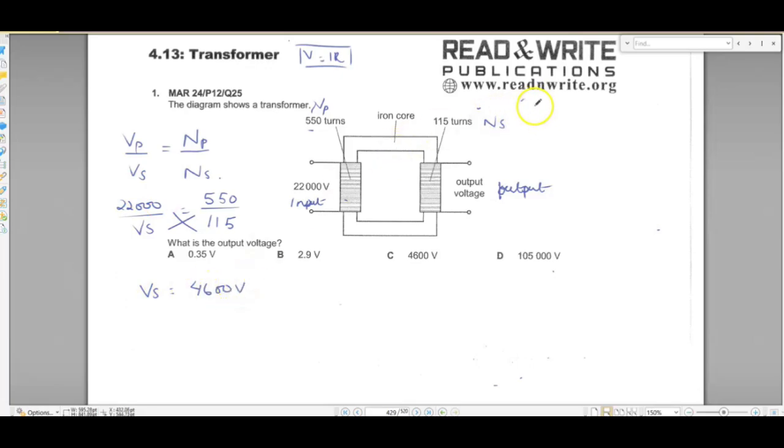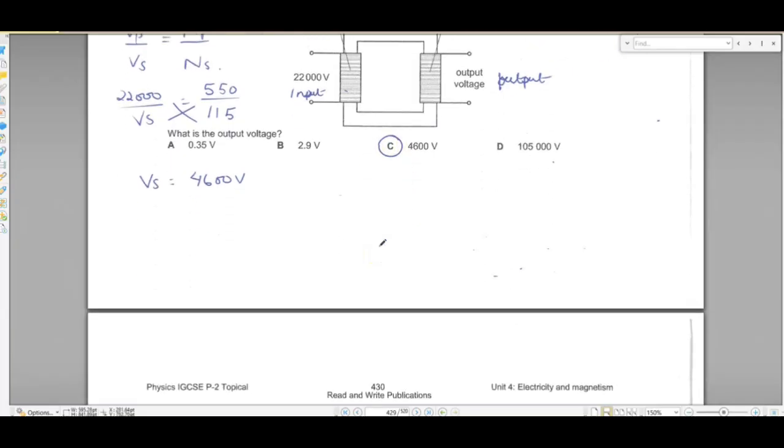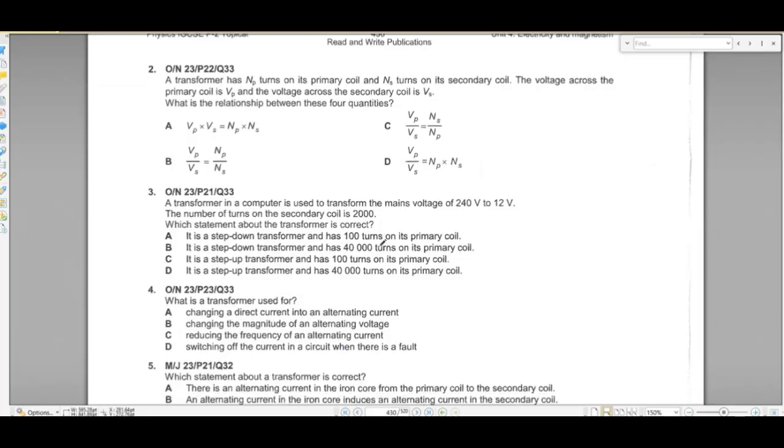This, by the way, is a step down transformer, since the number of turns on the secondary side are less than the number of turns on the primary side. So this is our answer, and 4600, C, is our correct answer. Let's move to the other question.